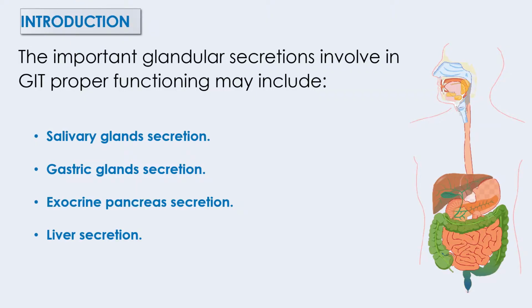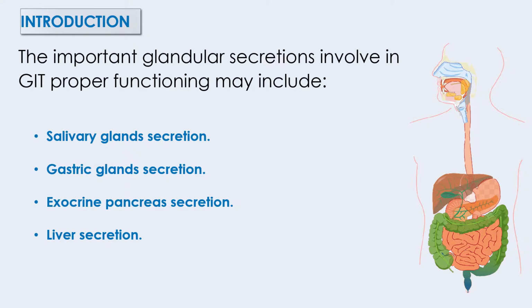Introduction. The important glandular secretions involved in the proper functioning of the GIT may include salivary secretions, gastric gland secretion, exocrine pancreatic secretion, and liver secretions. These are the main secretions that are involved in the proper digestion of the food products. But our target today is the salivary glands and their secretions.